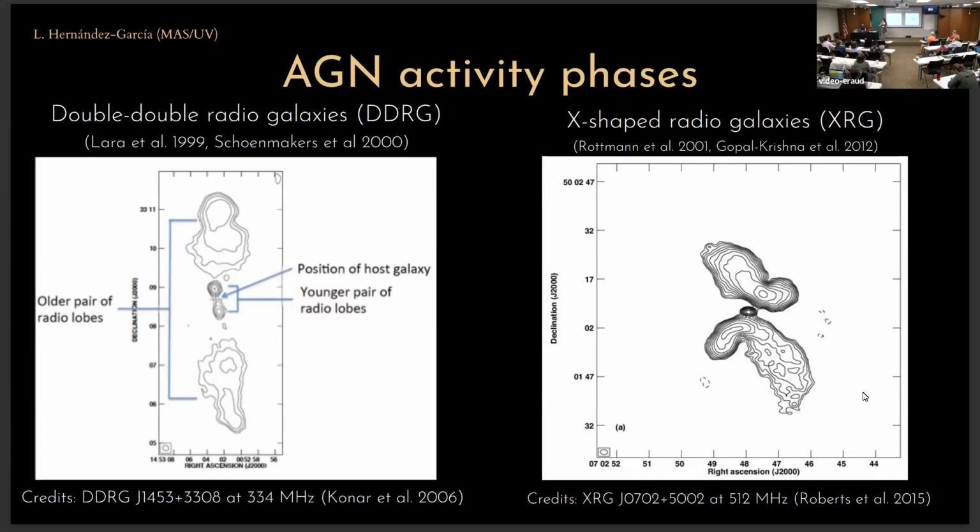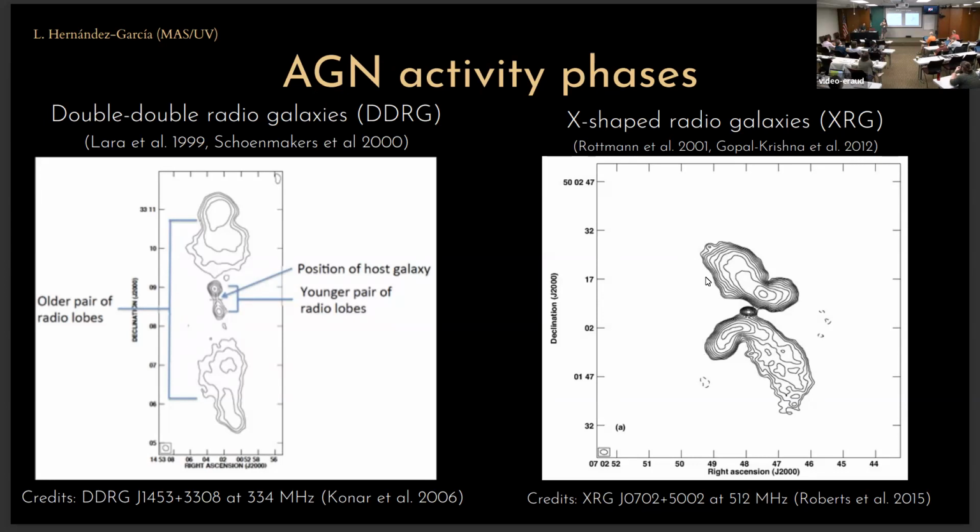And these are examples that we can see in the literature. So there are the double radio galaxies that look like this one. I don't know where I'm pointing, right here. So we see all jets in one direction, and then closer to the nucleus, we can see a new phase of jet activity. And we also have the X-shaped radio galaxies, which are these ones, where we see the old jets in one direction, and in a different direction, we can see new emission from the jets.